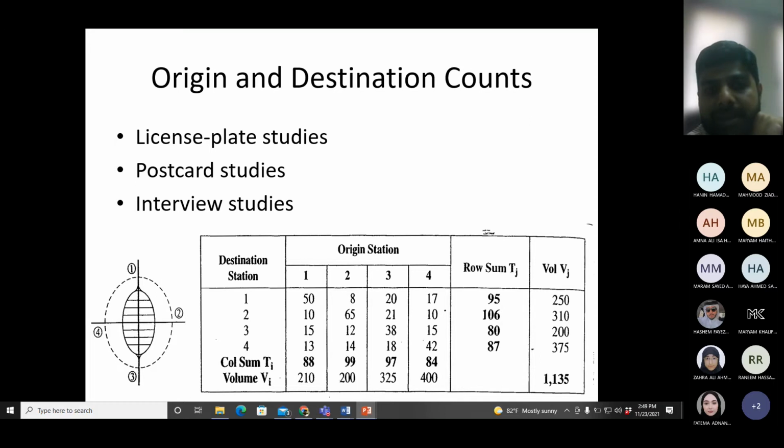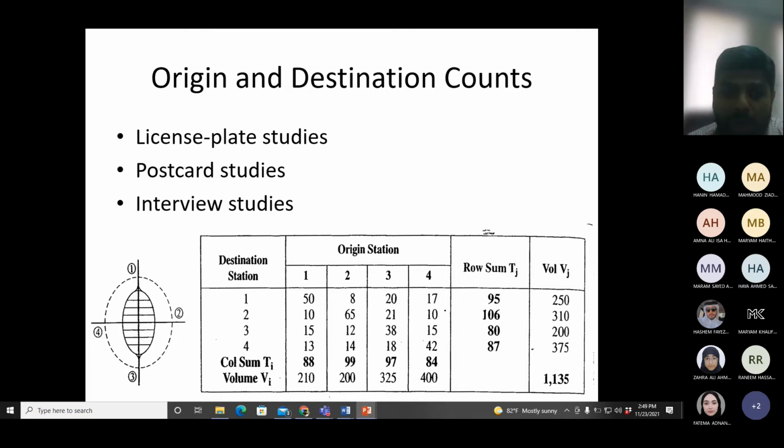Origin destination counts can be taken in 3 ways. There are 3 techniques to do it: license plate, postcard, and interview studies. A license plate study is applied in the same manner as we discussed for travel time studies. You place observers at the entry and exit points of the area. These observers record the license plate numbers of the vehicles entering and leaving the area.